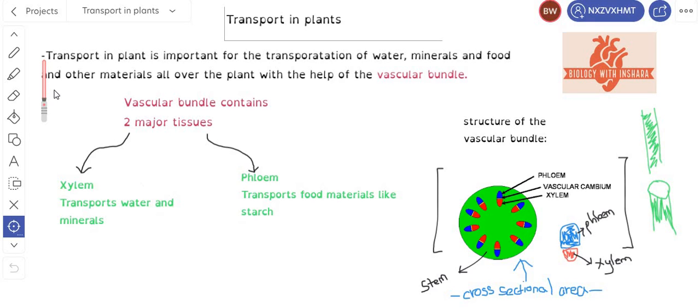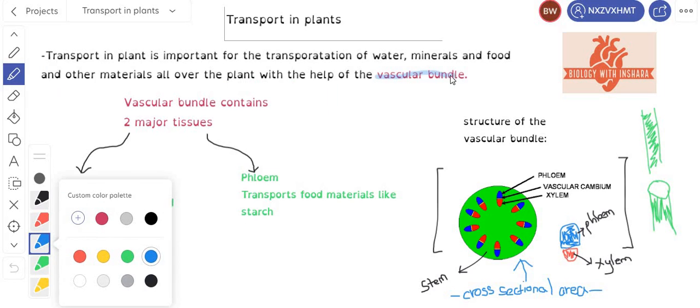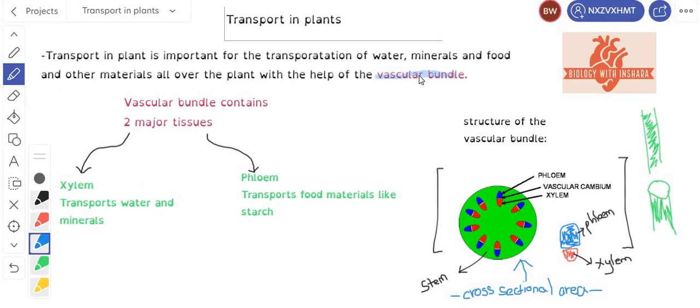If you follow the pointer here, it says that transport in plants is important for the transportation of substances like water, minerals, ions, and some food and other materials that need to be transported all over the plant with the help of the vascular bundle. I'm going to highlight this word because it is going to play a major role in our chapter. So these materials are transported around the plant with the help of the vascular bundle.